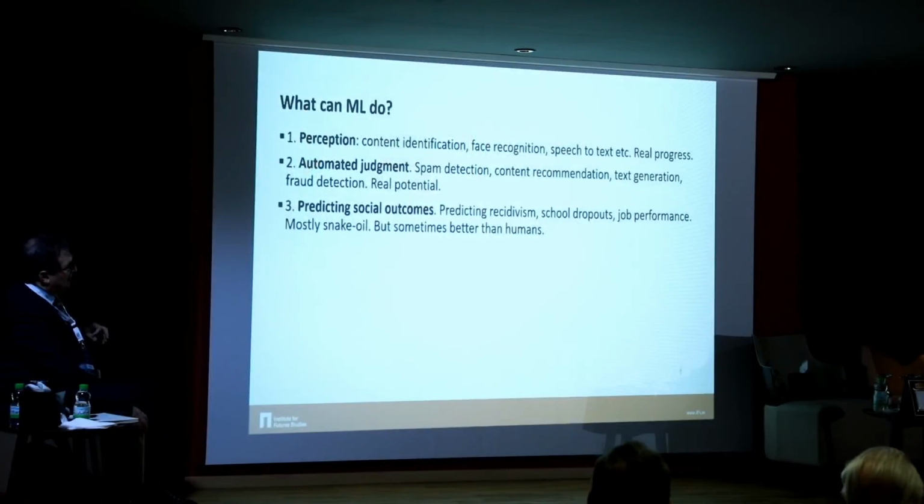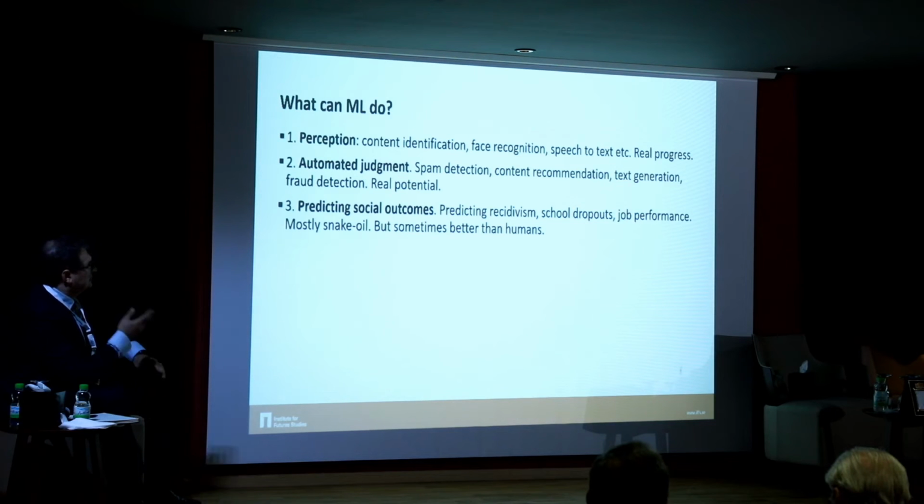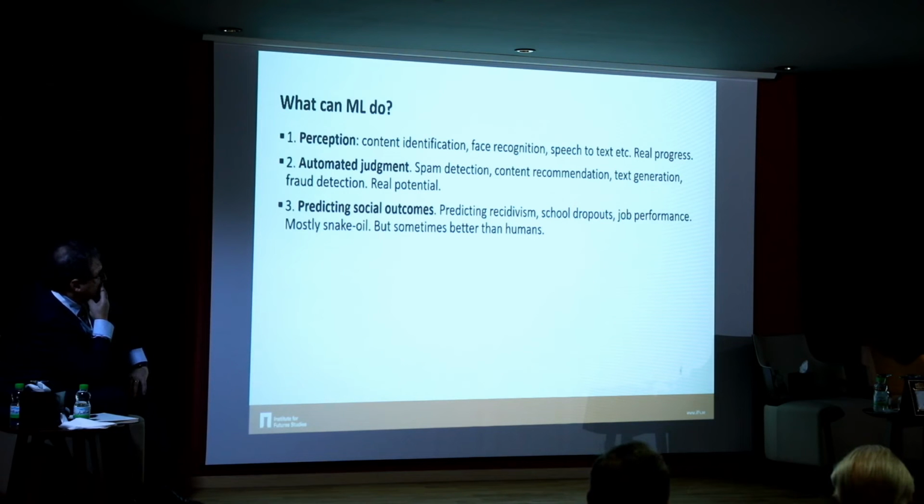So spam detection has become really good. I can attest to that. Content recommendation, also really good. If you used Netflix or Spotify or YouTube, you know that the content that you like keeps appearing. Text generation is one of the very cool stuff going on with GPT-3 and so on. Fraud detection: Visa and MasterCard have very advanced algorithms that can spot unusual use of credit cards. So here's real potential.